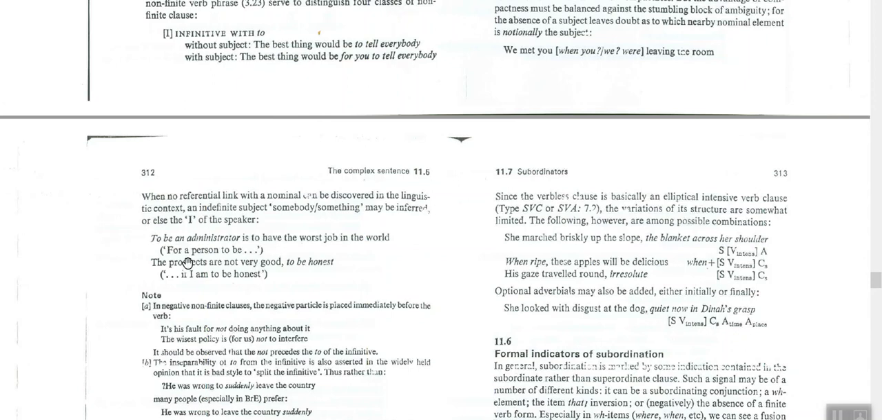So here, to be an administrator, we don't have a subject, but what is the subject? One may ask. It's ambiguous. Here we can say for a person to be an administrator, for me to be an administrator, for example. Or we can say when I become, or when I am an administrator, because we have be. Okay, becoming an administrator is to have the worst job in the world.